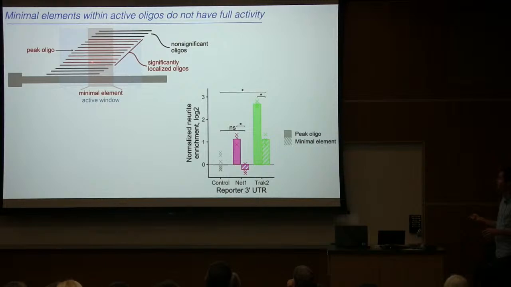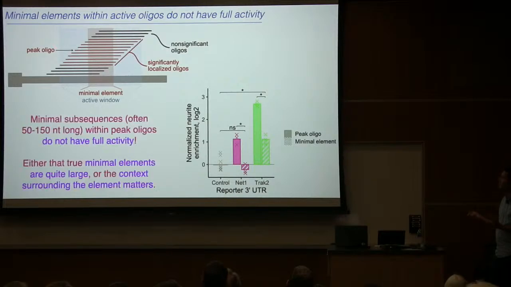Right. Okay, so then we wanted to ask, can we get a little bit better resolution than just this union active window? We reasoned that maybe what's really driving this is not the union between all of these sequences, but the intersection: what's shared among each oligo that's localized. We called that the minimal element, because we went in thinking that it would be the minimal element. But now it's not a minimal element, because it actually doesn't work.